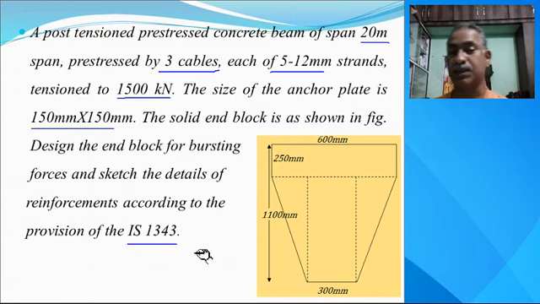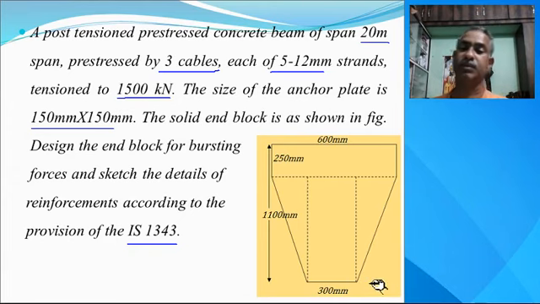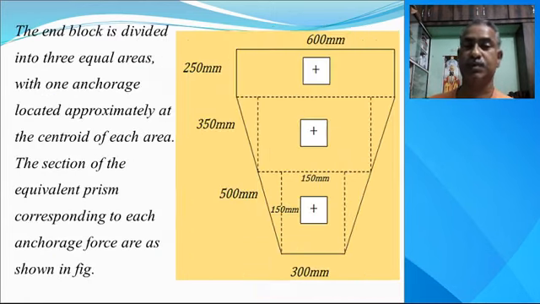Design the end block for bursting force and sketch the detail of the reinforcement according to the provisions given in IS 1343. Now this is the T section. For the remaining section, the end block is a solid trapezoidal section. This portion is 250, this is 600. The total distance is 1100 minus 250, which gives the remaining, and the width of the web is 300 mm. This diagram is given and we can check the bursting force.